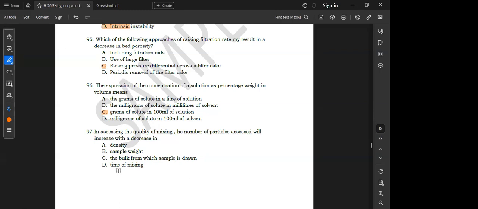Not sure, but maybe B. The number of particles will increase with the decrease in sample weight. Honestly, I can't. You're so deep. Volume will increase. What? Could it be A, because now the volume will increase?